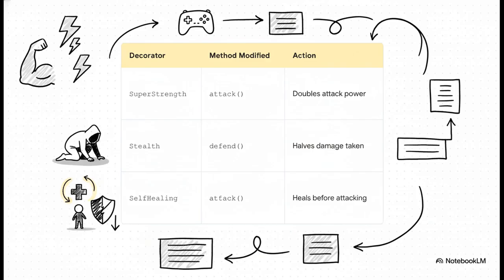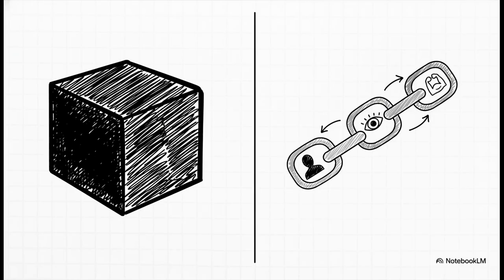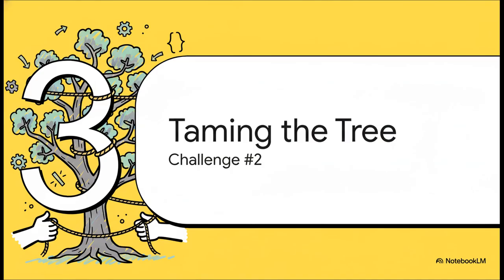Each layer gets to add its own special twist. So in the end, you don't have one big clunky object, you have this dynamic chain of objects all linked together. It starts with the newest ability on the outside and goes all the way down to the core character in the middle. It's flexible, it's clean, and best of all, it avoids that code duplication nightmare. Okay, so that's one kind of complexity wrestled into submission.